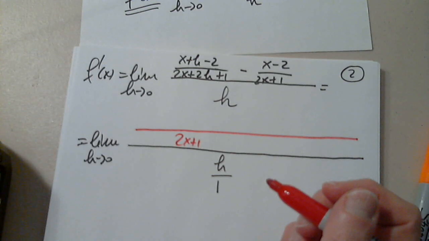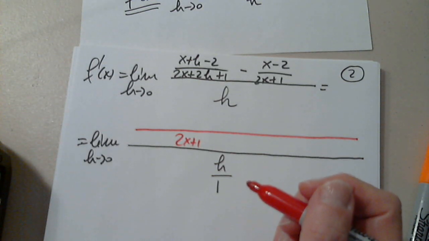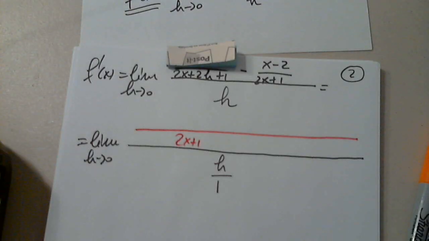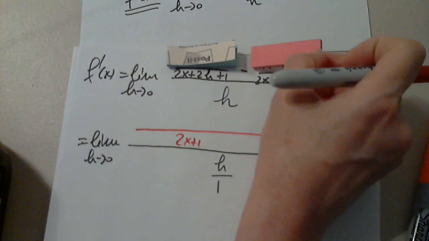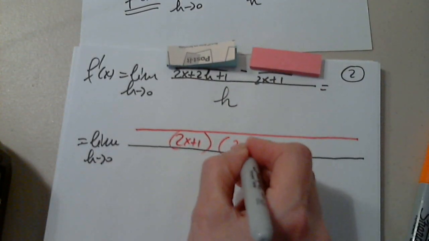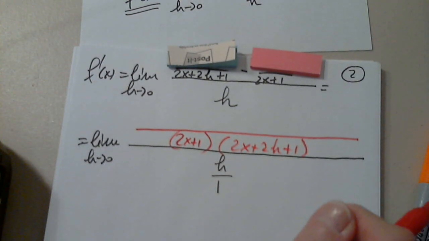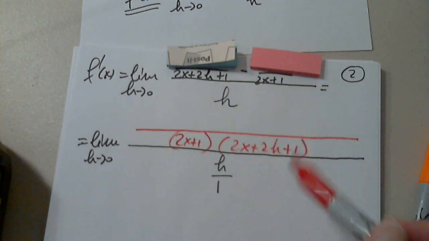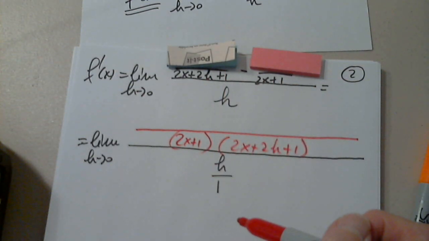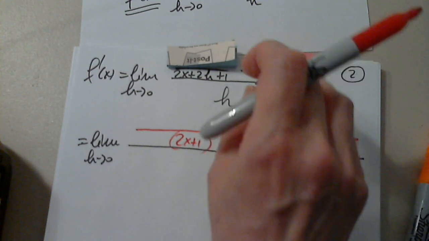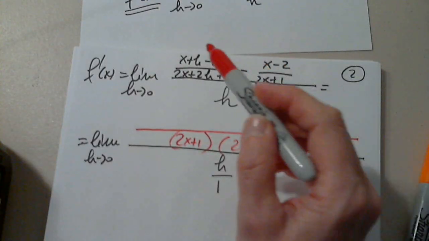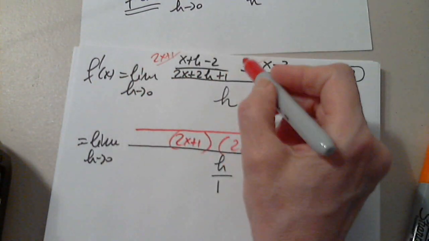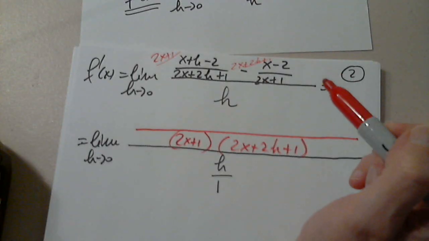x minus 2. We're talking about the least common denominator. Minus 2x plus 2h plus 1. Thank you very much. So these two denominators have nothing in common. Because they have nothing in common, both factors have to be in the least common denominator. Good. So this one needs to be multiplied by 2x plus 1. And this one has to be multiplied by 2x plus 2h plus 1.